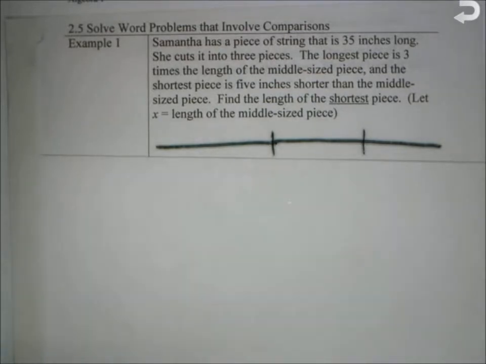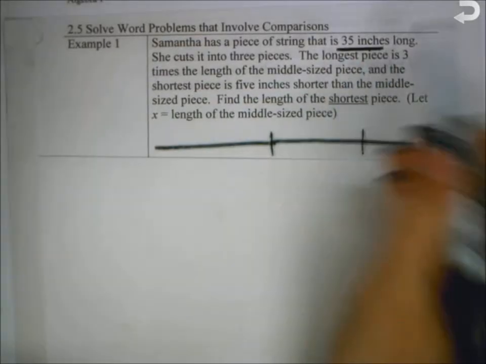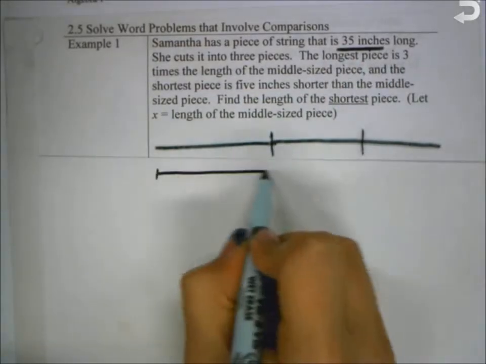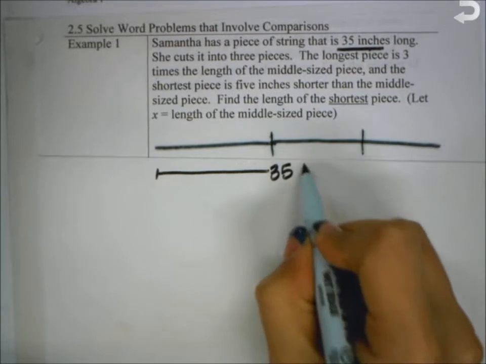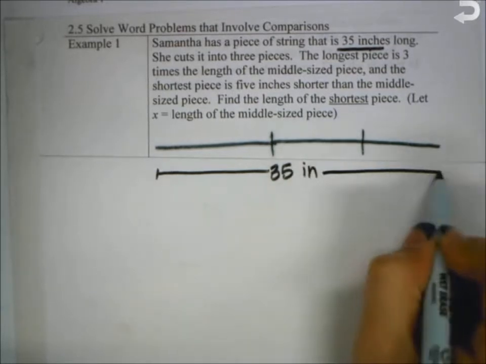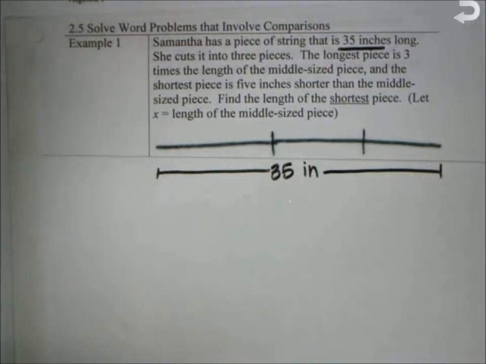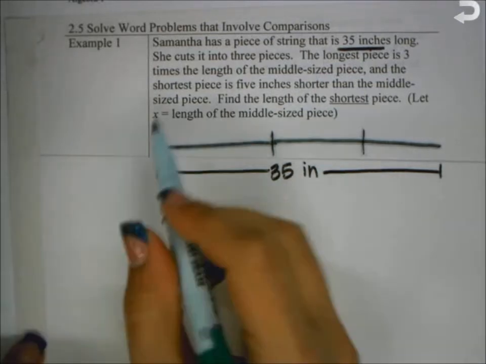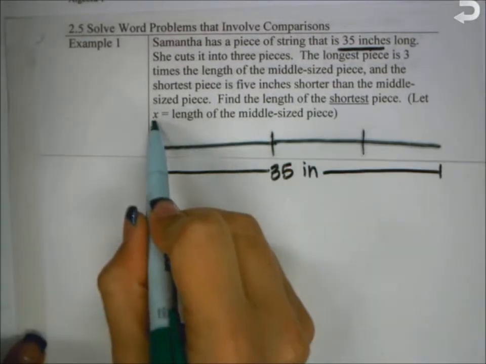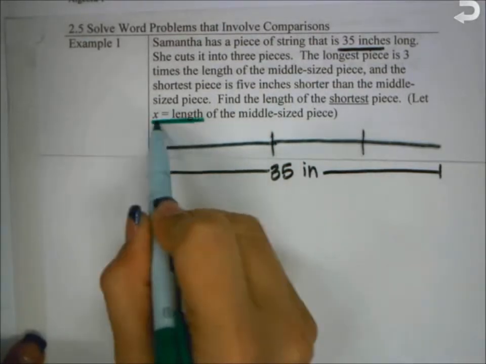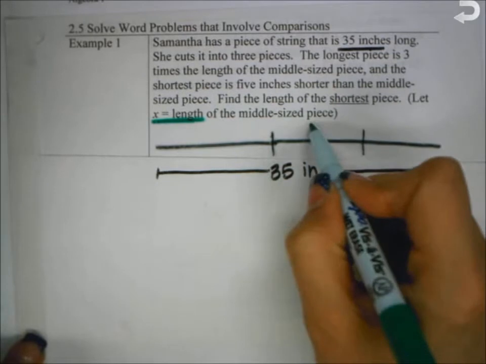Okay, and then they tell us some things about the entire thing. The entire length of the string is what? 35 inches. So I'm just going to label that across the bottom, 35 inches. The whole string we know is 35 inches. Okay, and then we know something about the middle piece. What's the middle piece? X. So I'm going to label that right now. X is the middle piece.